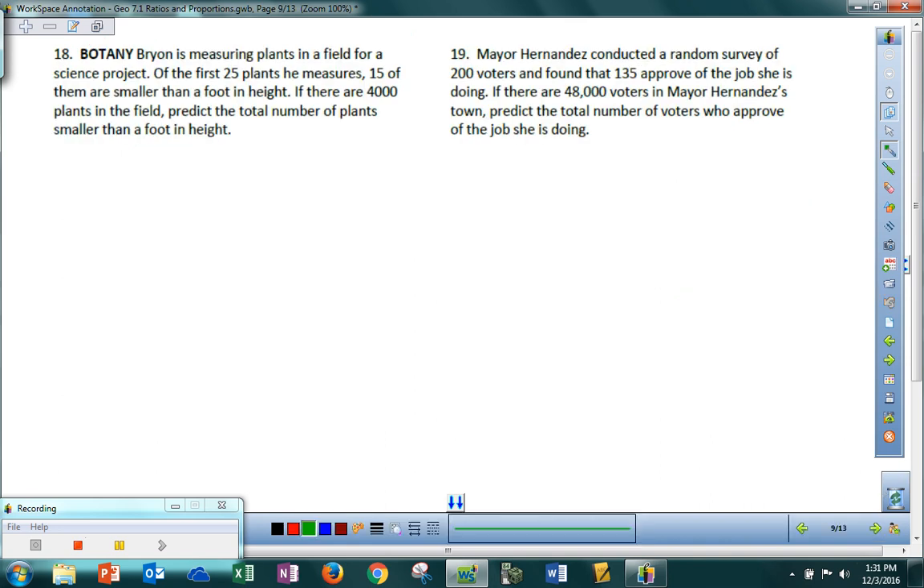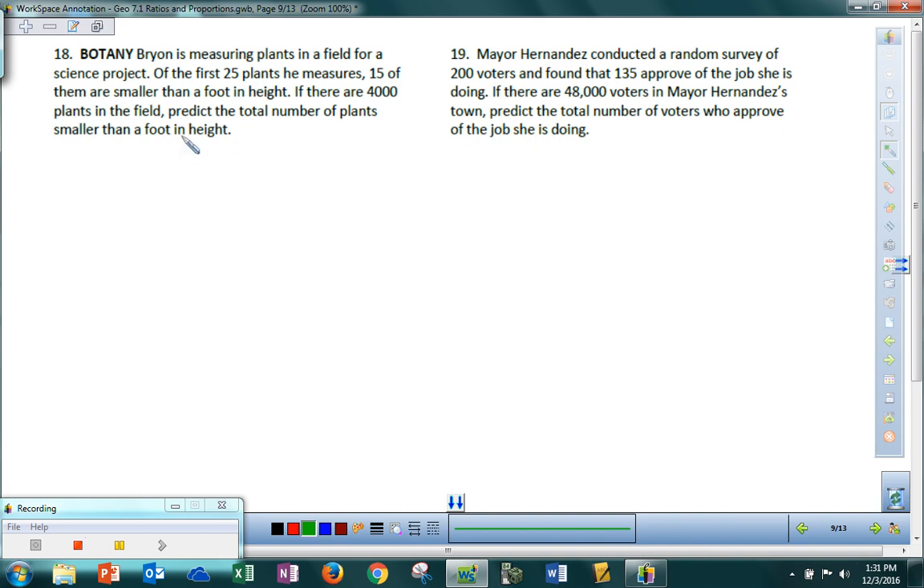Okay, the next few problems are applications of ratios. Okay, we've got Brian measuring plants in a field for a science project. Of the first 24 plants he measures, 15 are smaller than a foot. If there are 4,000 plants in the field, predict the total number of plants smaller than a foot in height.